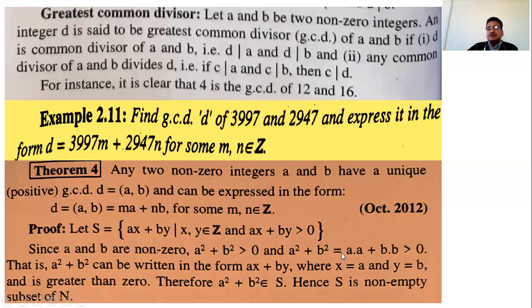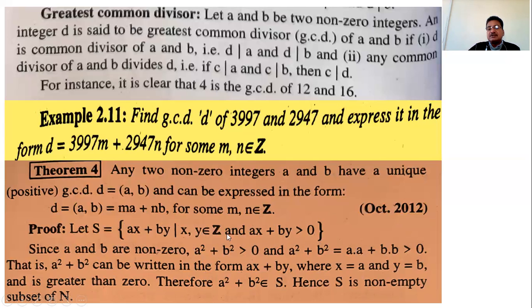a² + b² is of the form ax + by, for x = a and y = b, and this number is greater than 0. Also this number is greater than 0. That is this condition, and therefore a² + b² belongs to S, is an element of S, because it is of the form ax + by, and that number is greater than 0.